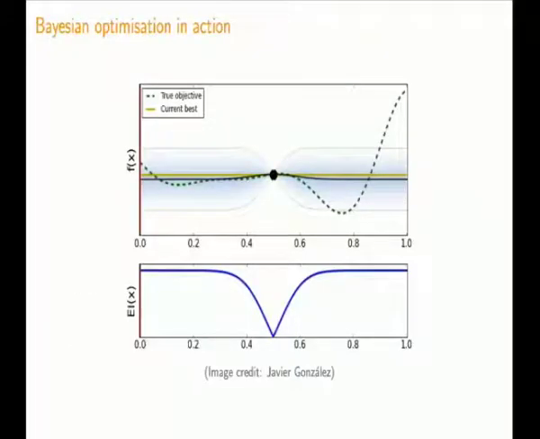So what's the effect in practice? If you look at Bayesian optimization in action, what I have on the top is, the green line is the true objective. The other line here is the current best estimate. So we have one observation here. The black line is the mean function. And then again, we have the shaded regions, which show the uncertainty around this estimate.